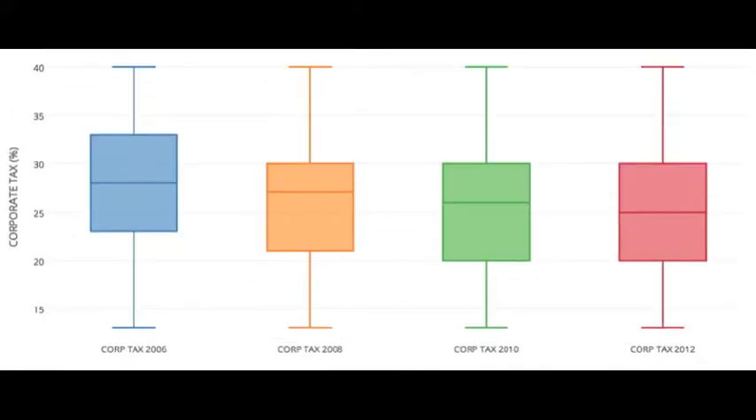On the next image, we can observe a decrease in the corporate tax by comparing the first quartile with the third quartile and the median of every year. Even though in some cases the median is not in the middle of the box plot, we can assume that it's equally distributed because in most cases it is. This is a very important property for the next part of our report. Thanks to this, we can assume a normal distribution of the data.